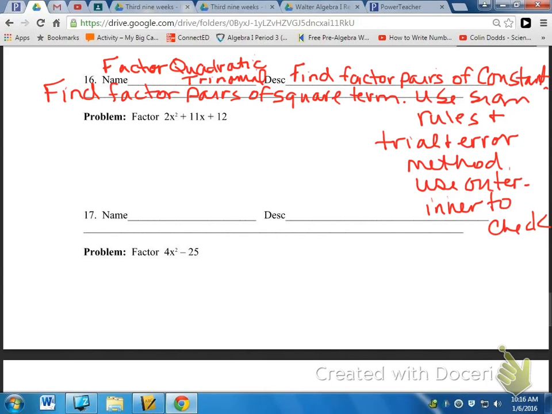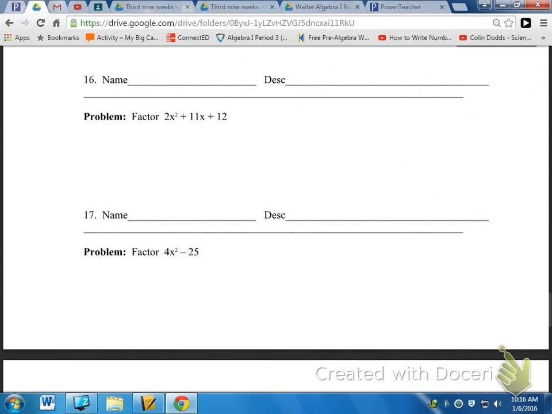Okay, so we need to go through some things before we can actually get down to the problem. Go ahead and have the name and description written down, and I'm going to have to make it go off so that I can give you the sign rules. And we'll probably want to write that on the back of the paper. Okay, so here are the sign rules.